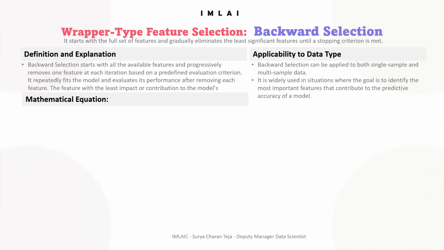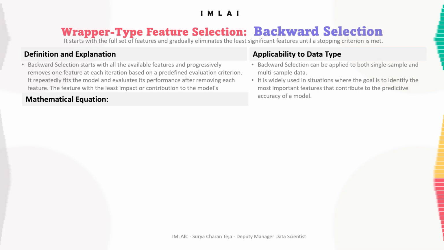So the mathematical equation or formula for backward selection is not fixed since it depends on the chosen evaluation criterion and the specific model being used. However, the general idea is to iteratively remove one feature at a time and evaluate the model's performance after each removal.